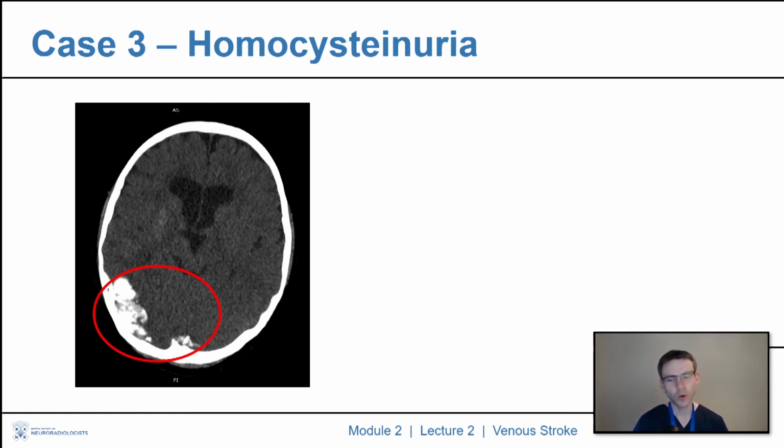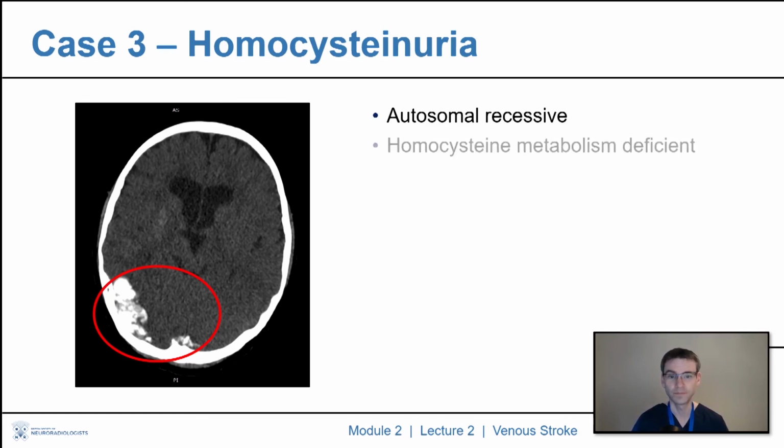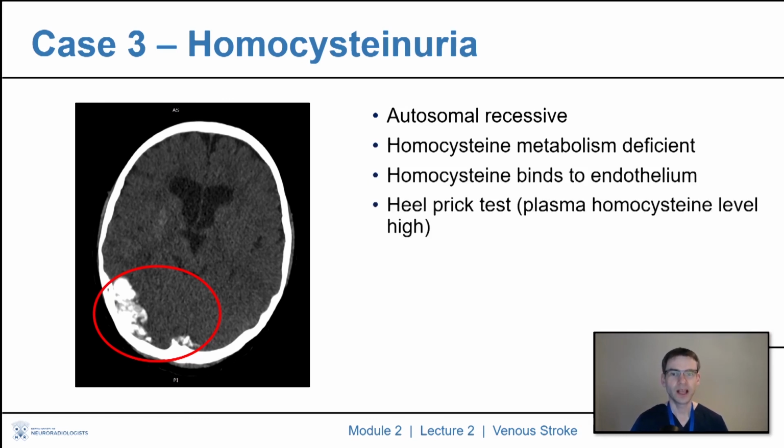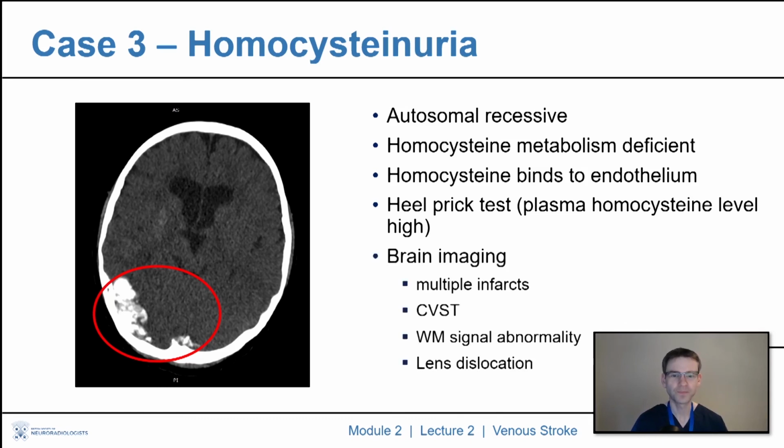We saw quite a low white matter volume, giving us quite large ventricles, unexpected for the patient's age, and also lots of dystrophic calcification. So homocystinuria, just to use as an example of an inherited thrombophilia, is autosomal recessive. There's deficient metabolism of homocysteine, and that homocysteine binds to the endothelium. Hopefully it's picked up on the heel prick test, because the patient's plasma homocysteine level will be high.